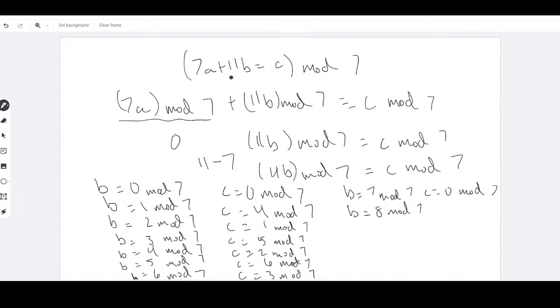And so if we look at what B is 8 mod 7 is, it's just going to be the same thing as if B were 1 mod 7, right? And then likewise with all of this, we don't have to think about any higher mods of B, right? Because any higher mods of B will always reduce down to a lower mod that we've already talked about.